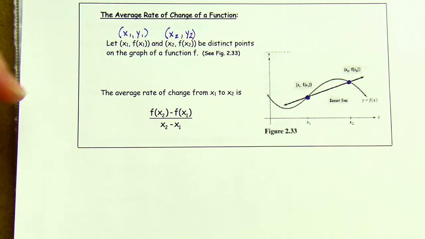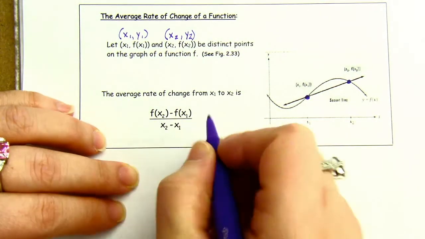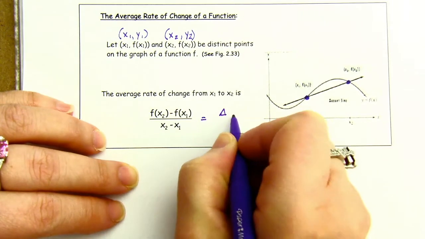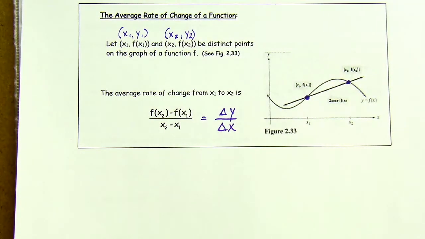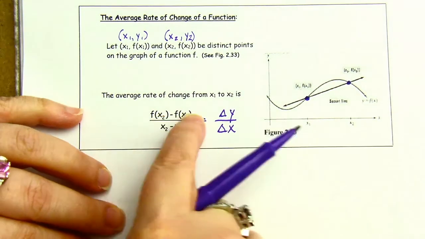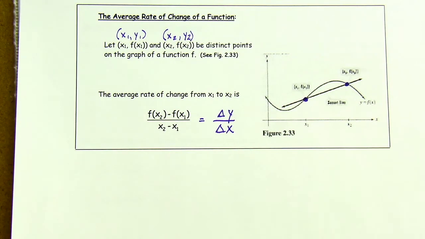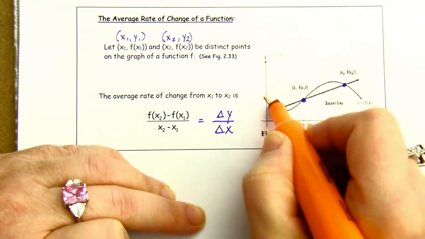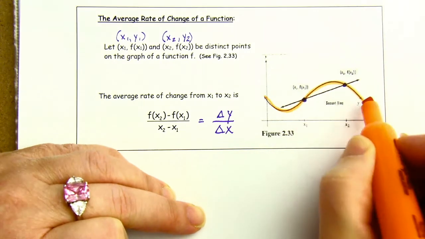So the average rate of change from x1 to x2 is this: change of y over the change of x. Okay, delta y over delta x. These are the y's, f of x sub 2. Remember, f of x takes the place of y. All right, so here is my function. I know it's a function. It passes the vertical line test. All right, that's my function.